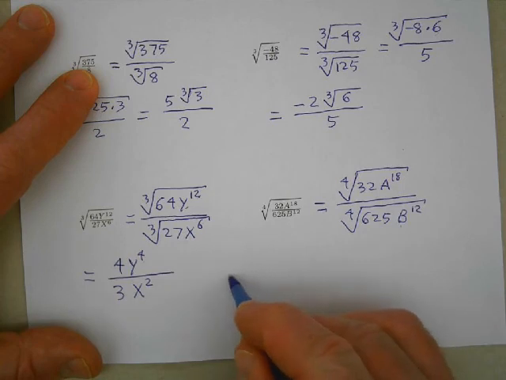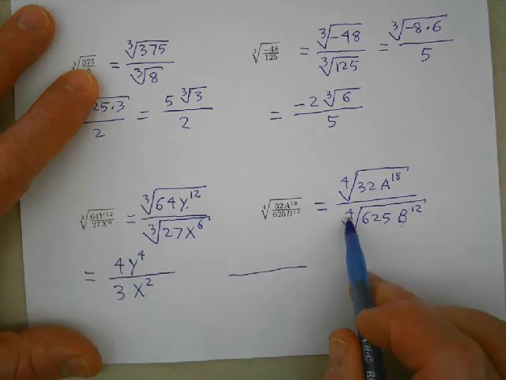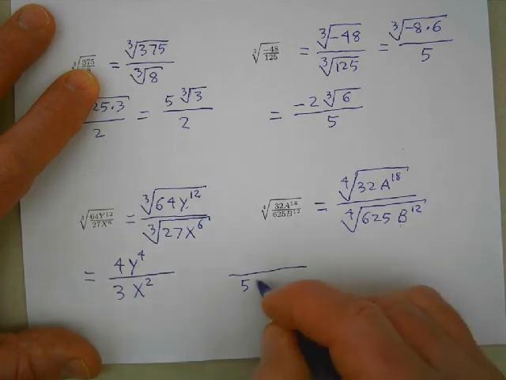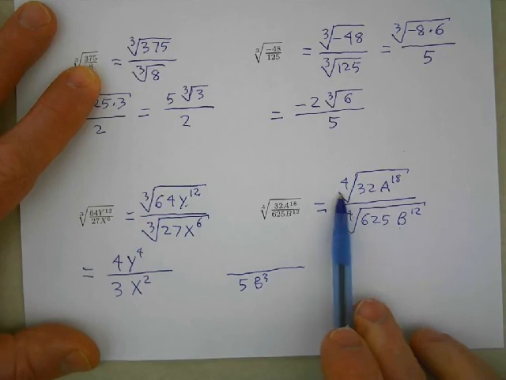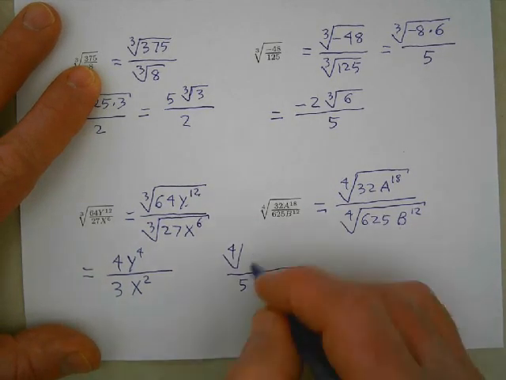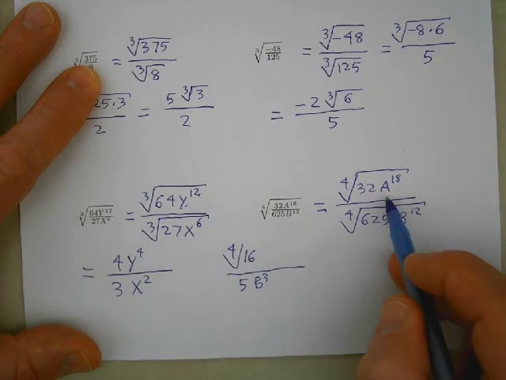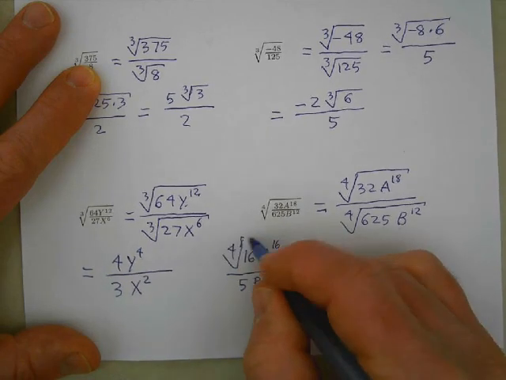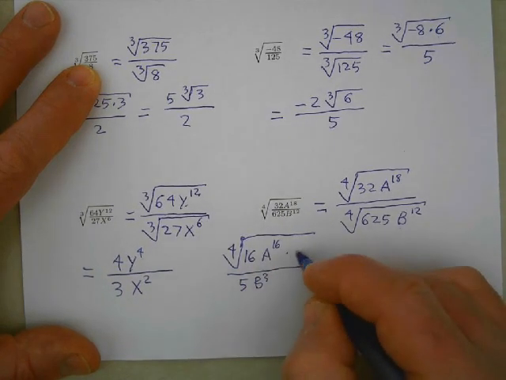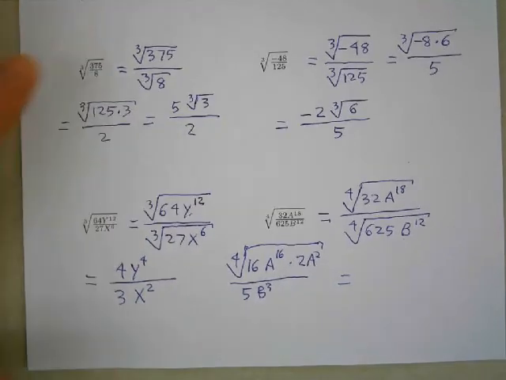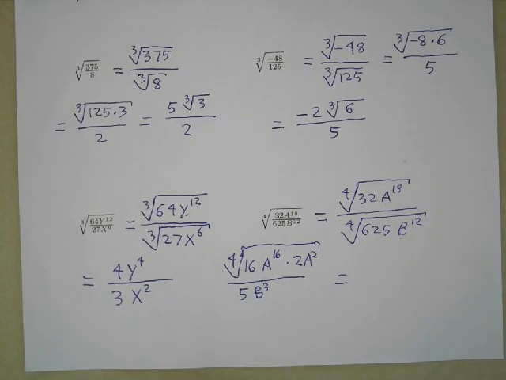And so we'll just write the denominator in simplified form. The 4th root of 625 is 5. The 4th root of b to the 12th is b to the 3rd. And then to simplify the numerator, the largest factor of 32 that's a perfect 4th power is 16. The largest factor of a to the 18th that's a perfect 4th power is a to the 16th. And then multiply that by 2a to the 2nd. That will simplify. I'm running out of video time, so I'll leave the rest of that for you to do.